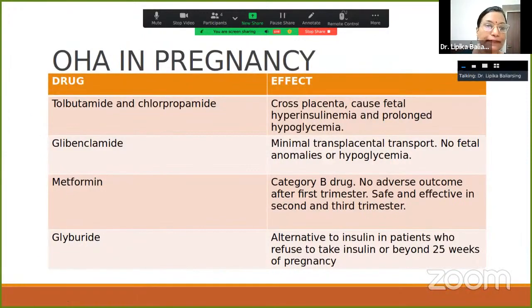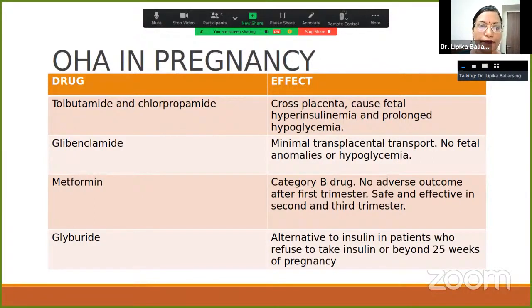Coming to the role of oral hypoglycemic agents in pregnancy, usually when they are taking treatment for polycystic ovarian disease, they are put on metformin, which they either continue or stop. That is a category B drug. There is no adverse outcome after first trimester. It's safe and effective, but we must know that the hypoglycemic effect can still carry on, so we have to maintain a very tightly controlled regime. Glyburide is an alternative to insulin in patients who refuse to take insulin, or beyond 25 weeks of pregnancy it can also be given.